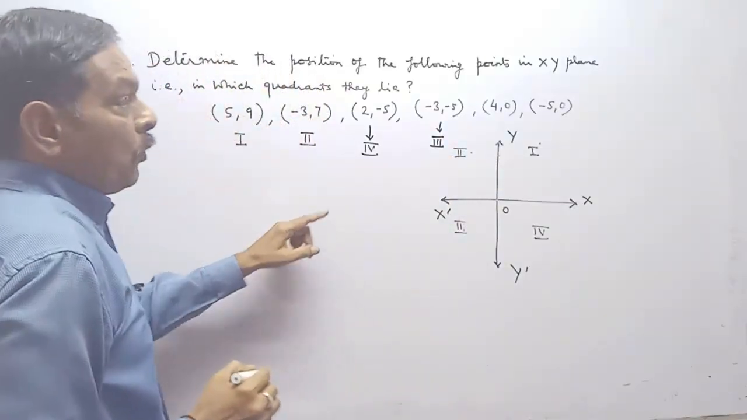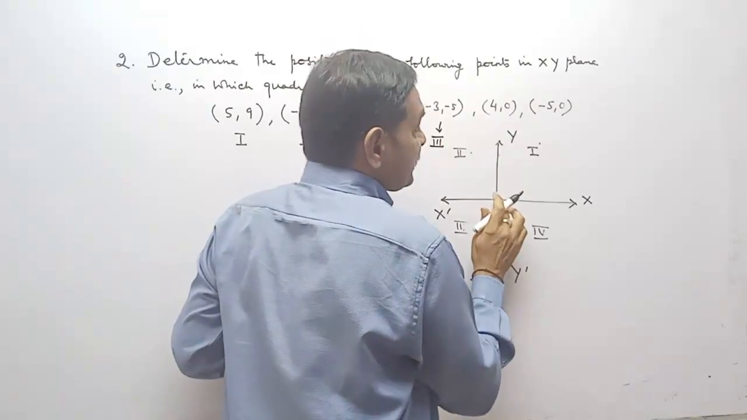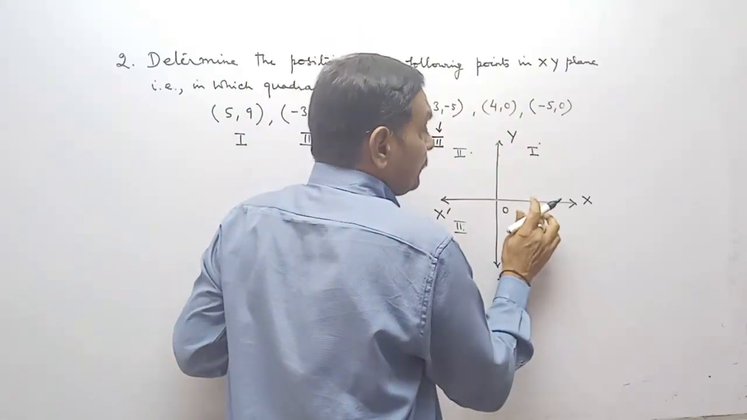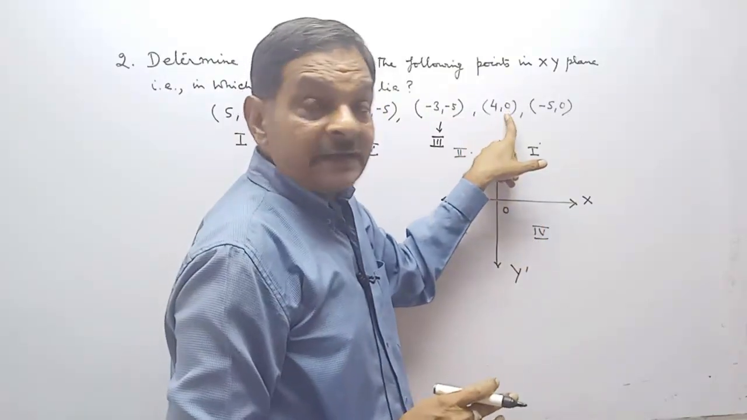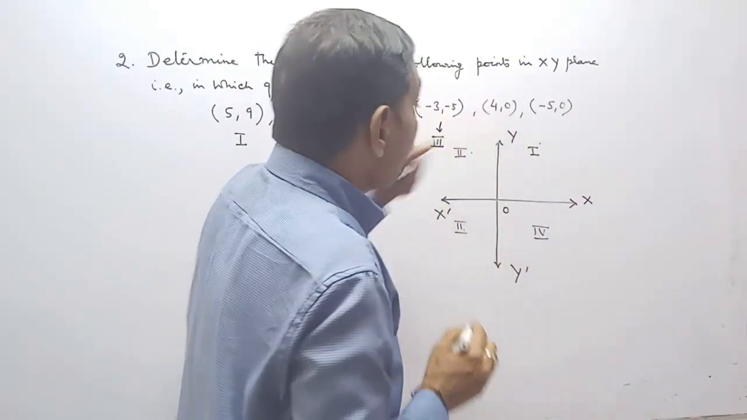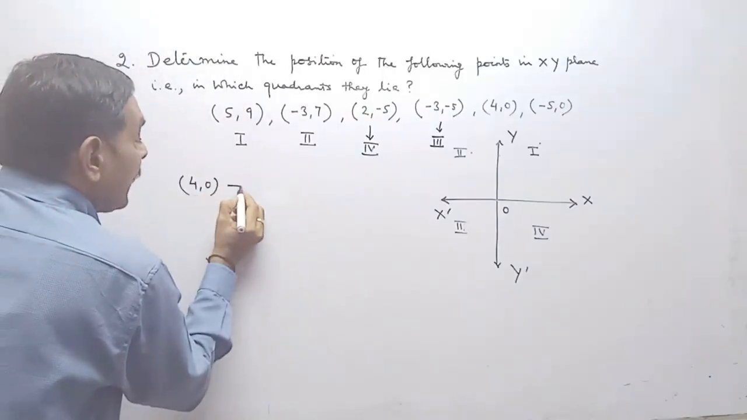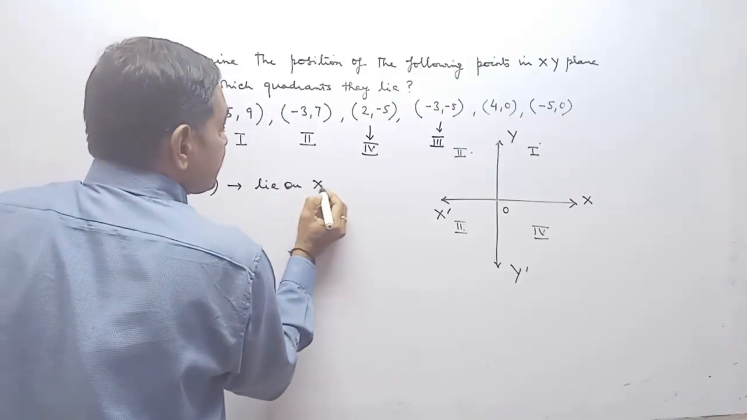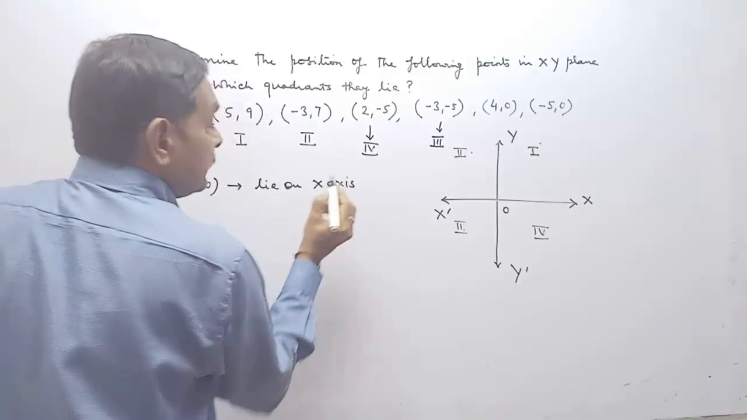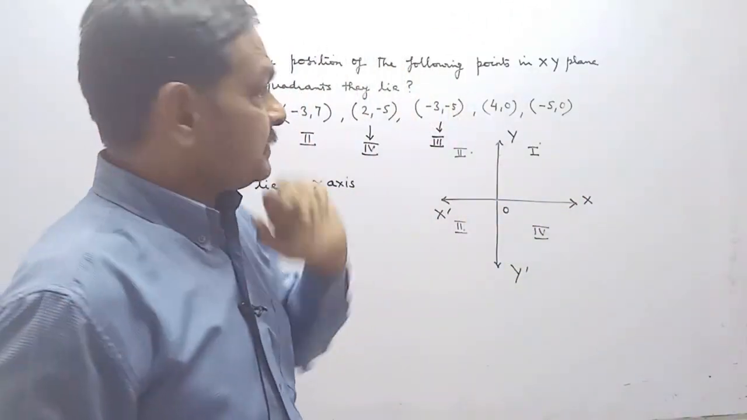Now point is (4, 0). (4, 0) means on X-axis we are moving in the positive direction. And on Y-axis we are not moving at all because the coordinate is 0. Means this point (4, 0) will lie on X-axis. And that will be in the positive direction of X-axis.